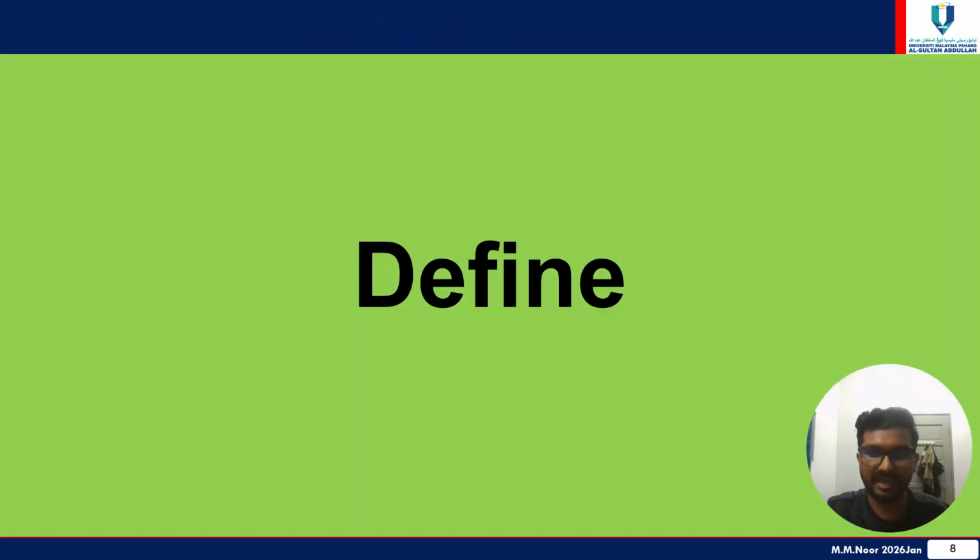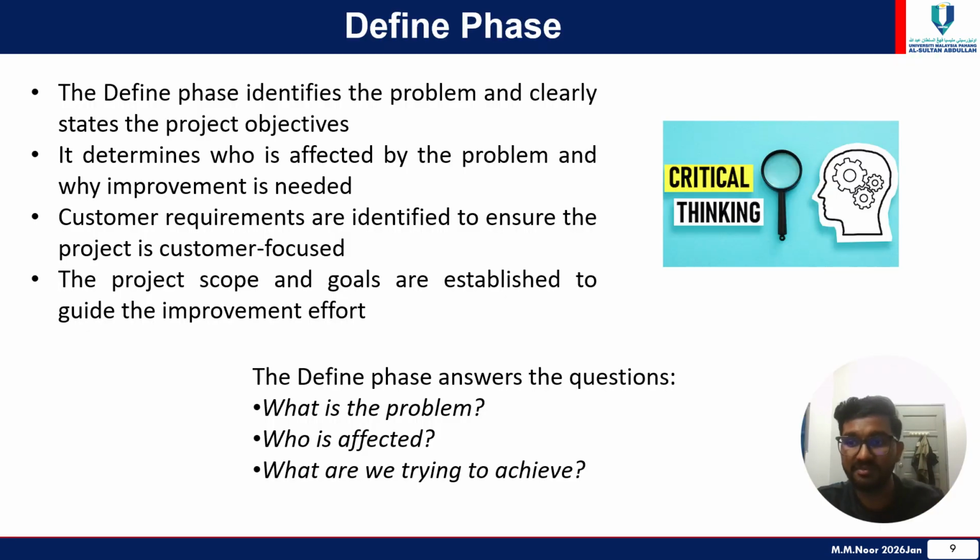Moving on is the define phase, which is the first phase. The define phase is the foundation of the DMAIC process. In this phase, the problem is clearly identified and project objectives are defined. A strong define phase prevents confusion and ensures the project remains focused.